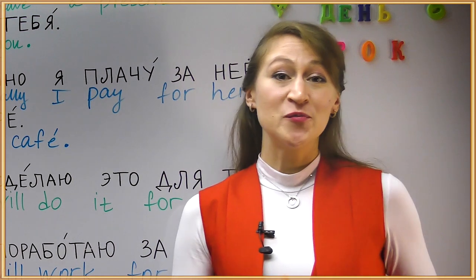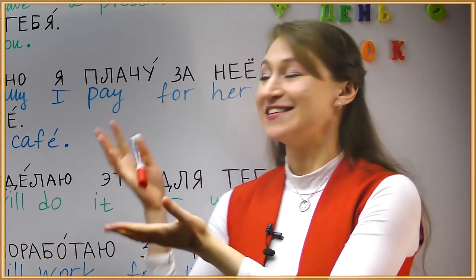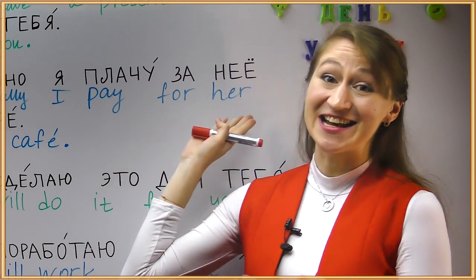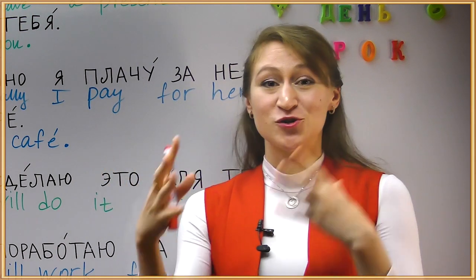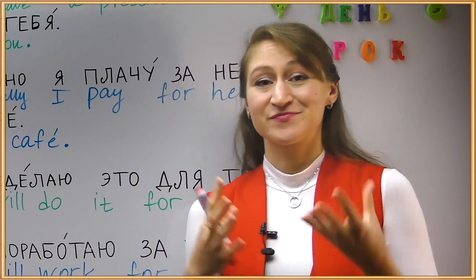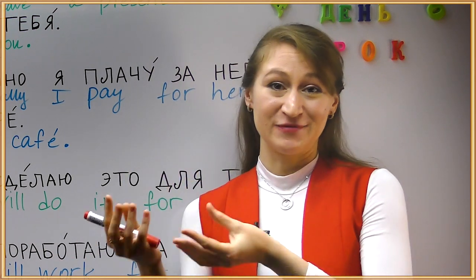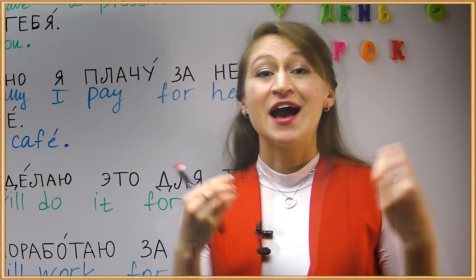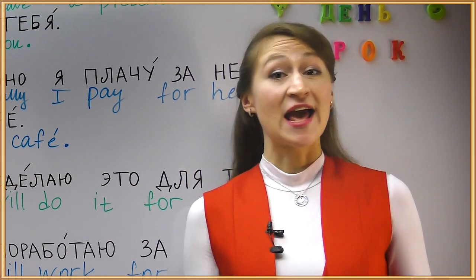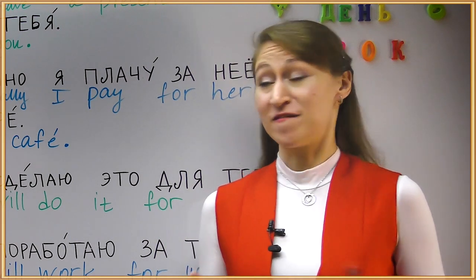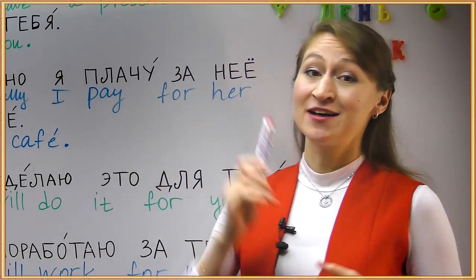You pay for your own meal, your friend or your girlfriend, if this is your girlfriend, pays for her own meal. And there should be kind of a balance. So both sides should pay for their own meal, objectively. However, normally in Russia, men pay for women when having lunch or dinner in the cafe. Why do we use this verb, платить, with за only?